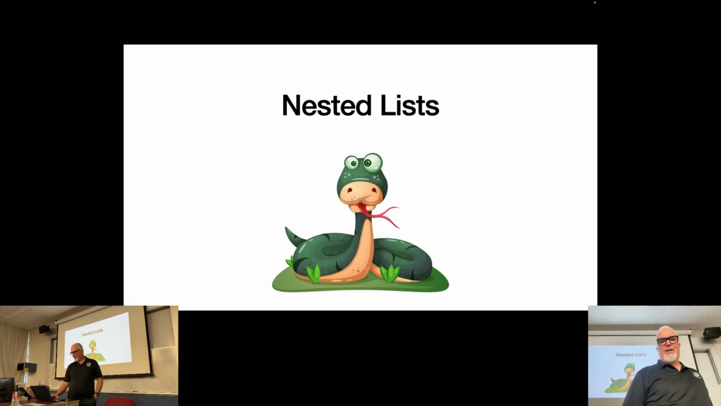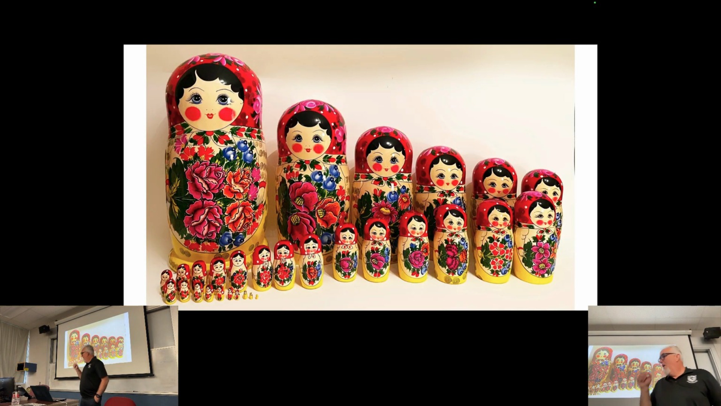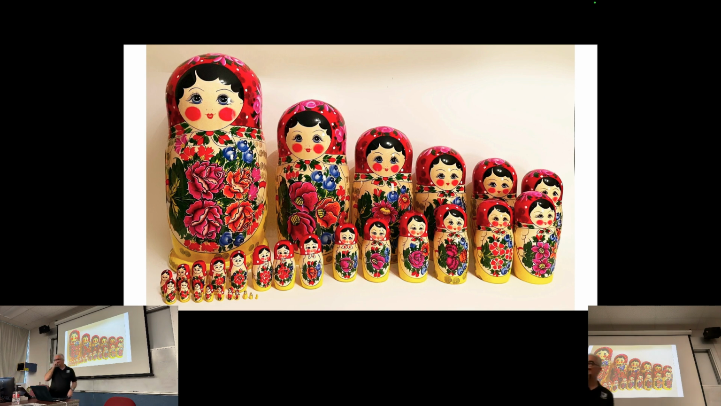Next up, I want to talk about nested lists. Anybody know what these are? Yeah, the Russian dolls. What do we do with them? Put them inside each other, right? How does it work? So let's say I want to assemble the dolls here. What do I do first?